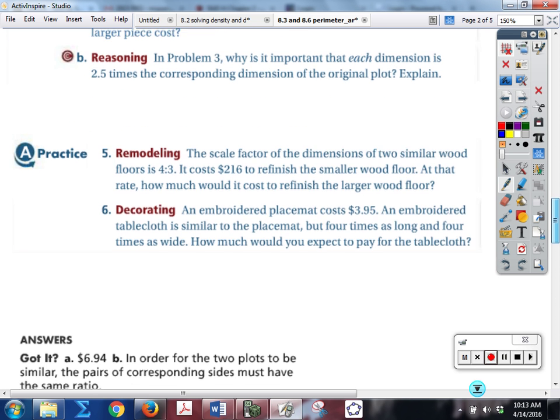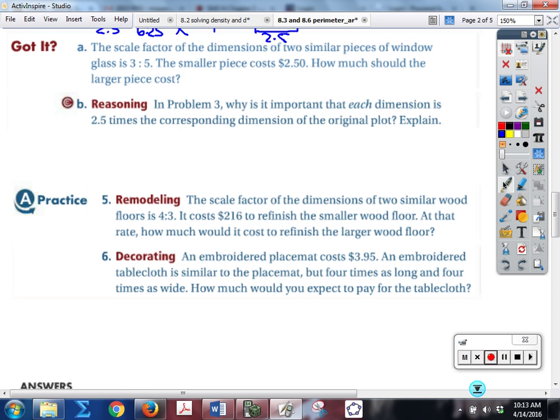So you have the scale factor of the dimensions of two similar wood floors. It's not telling you what you're dealing with, area or perimeter, but if you're talking about wood floors, are you dealing with area or perimeter? Area, so you're dealing with area. The scale factor is 4 to 3.